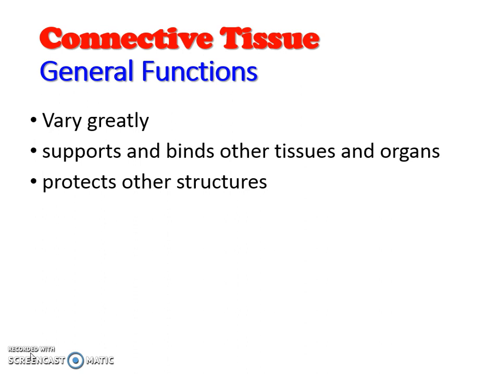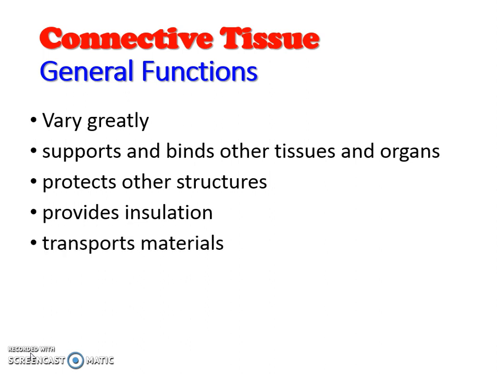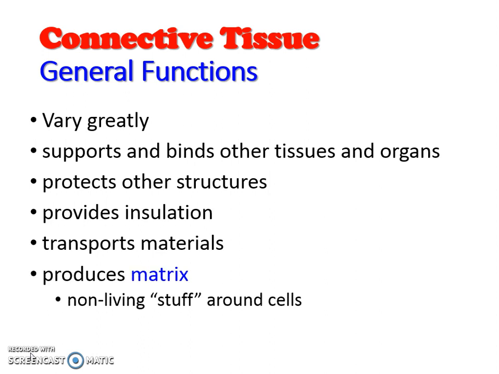They're going to be responsible for protecting other structures. Some of them provide insulation. Some of them, like blood connective tissue, are going to be transporting materials. And one commonality between all of these tissues is they produce matrix. Matrix is non-living stuff, or at least most of them are going to produce a matrix, this non-living stuff around the cells.